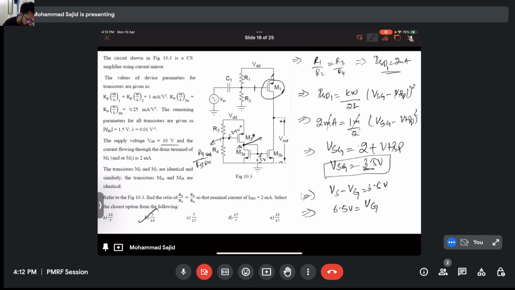There was one mistake here. This is not 3.5 volt, because kW by L is different for these transistors. If you go on calculating, you can directly use the 2 milliampere formula: 5 by 2 milli times (VGS minus 1.5) whole square. That is 4, and this will be 16; taking the root, it will be 4 plus 1.5. So this will be 5.5 volt. So directly, you can say the answer for the next question should also be 5.5 volt. Right.